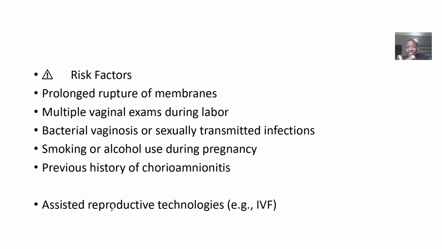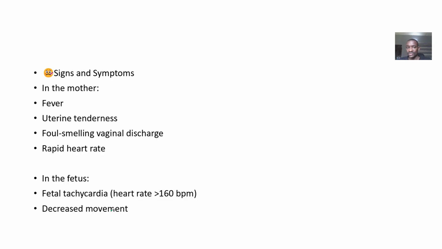Bacterial vaginosis or sexually transmitted infections. Smoking or alcohol use during pregnancy. Previous history of chorioamnionitis. Then assisted reproductive technologies. So signs and symptoms in the mother could cause fever, uterine tenderness, foul smelling vaginal discharge, rapid heart rate. In the baby, it could cause their heartbeat to be too fast.